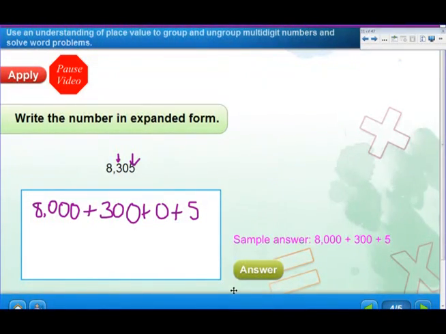Sample answer is 8,000 plus 300 plus 5. Notice ours is a little bit different, but we got the same answer. It equals 8,305. Pause the video and see if you can do this one.